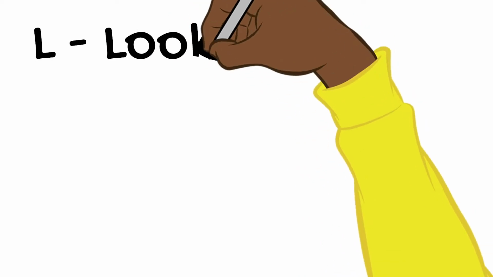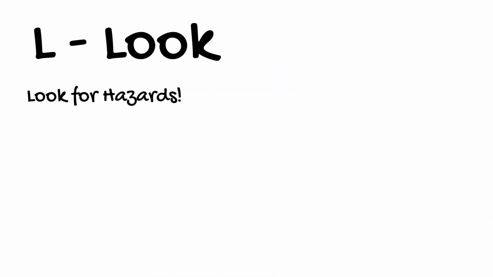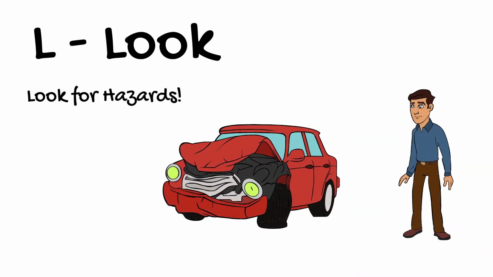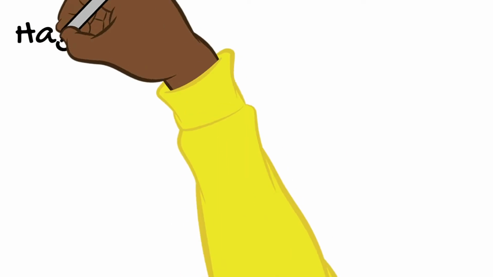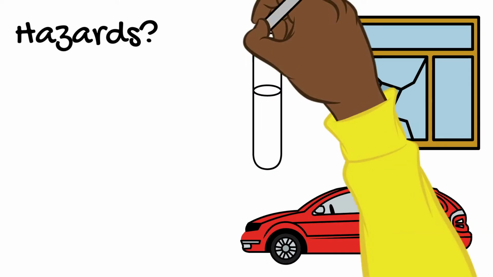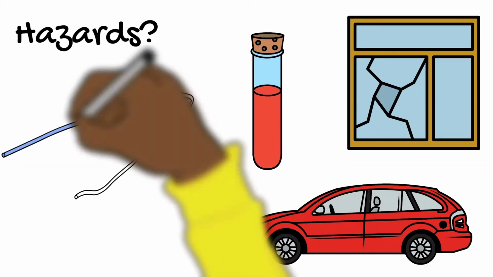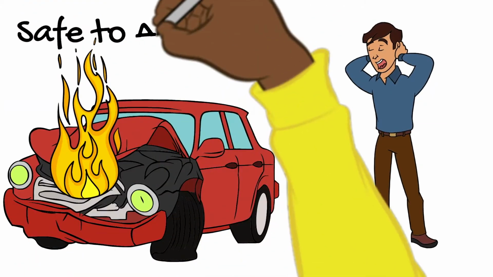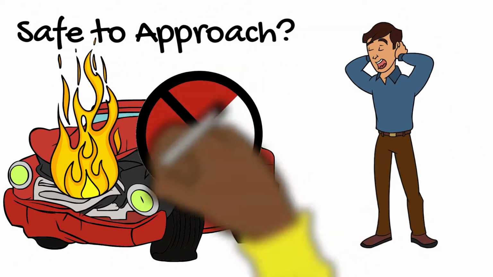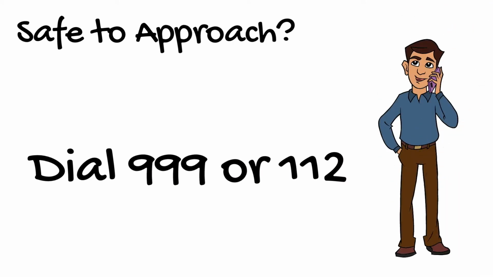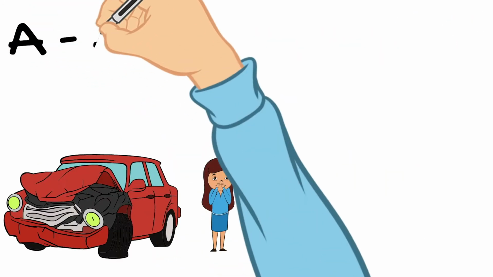L. Look. Look for potential hazards. Quickly scan the area for anything that could cause harm to you, the casualty, or bystanders. There may be broken glass, moving traffic, live wires, chemicals, electricity, etc. Being aware of the hazards protects you and also those at the scene. Remember, sometimes all you can do is dial 999 and call for professional help because the scene is too dangerous to enter safely.